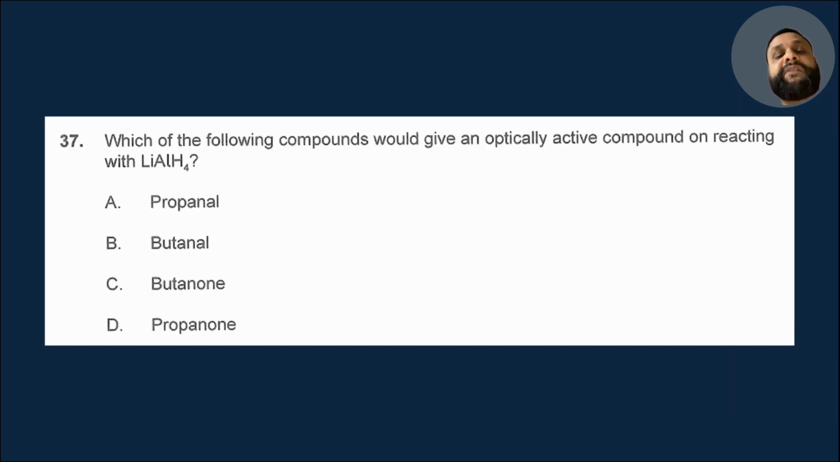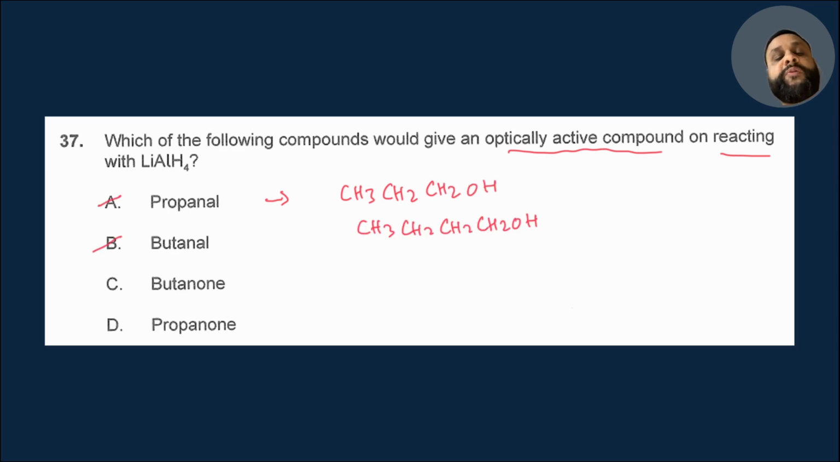Question 37, which of the following compounds would give an optically active compound on reacting with lithium aluminum hydride? So this reaction is used to convert aldehyde back into primary alcohols and ketones back into secondary alcohols. Option A, we have propanal, and when propanal reacts with LiAlH4, it will convert back into propanol. So we'll have CH3, CH2, CH2OH. Butanone will convert back into secondary alcohol.